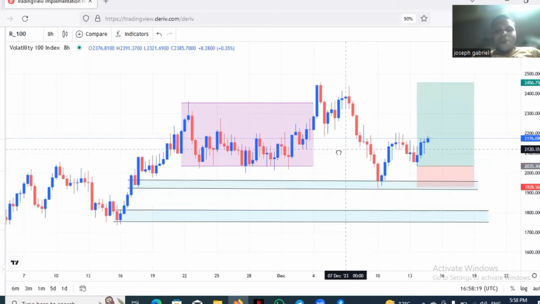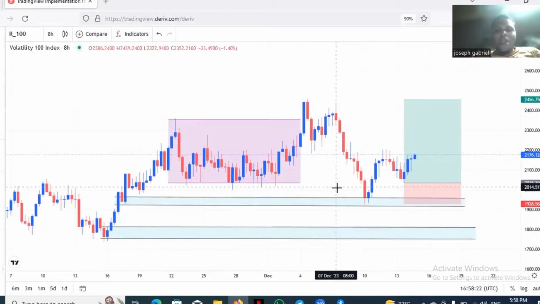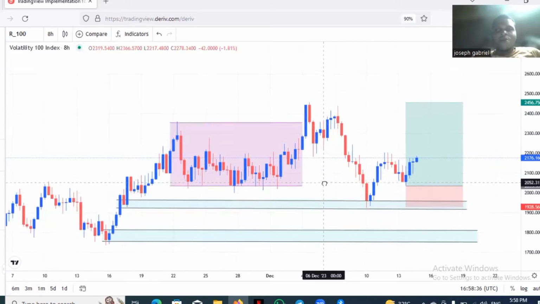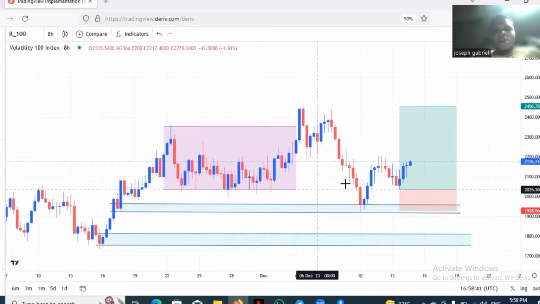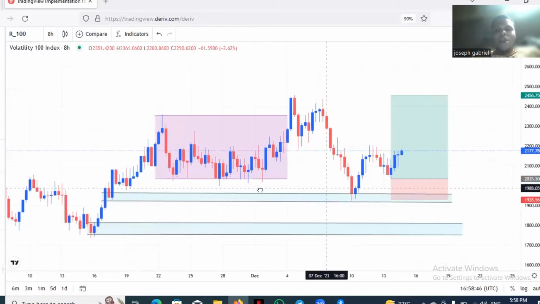If you're able to understand what the chart is telling you, then the next thing is for you to know how to find your entries. So there are two very important things as a trader. Number one, knowing how to analyze the chart, and number two, knowing how to pinpoint your entries in the forex market.